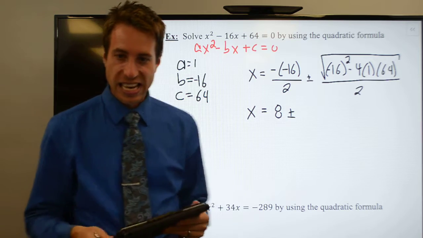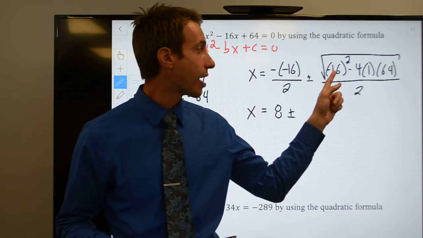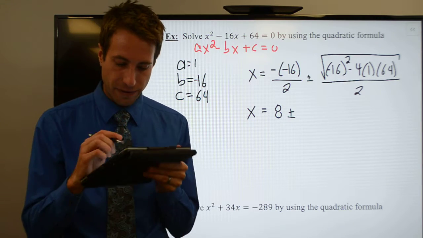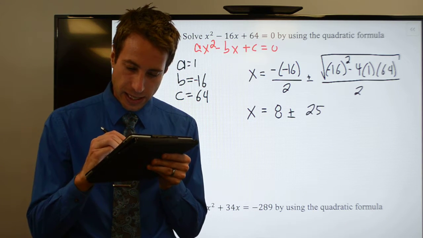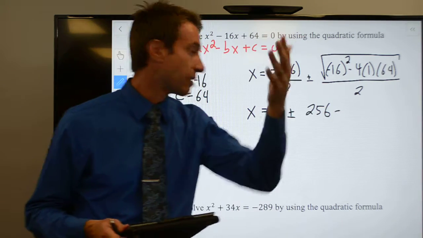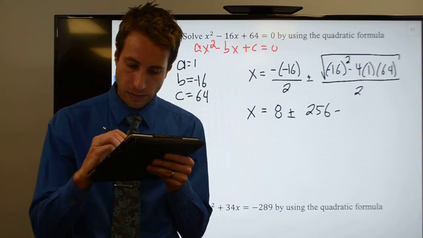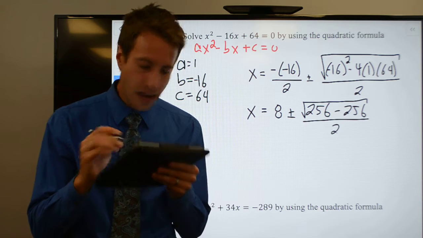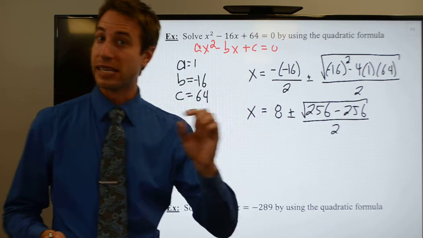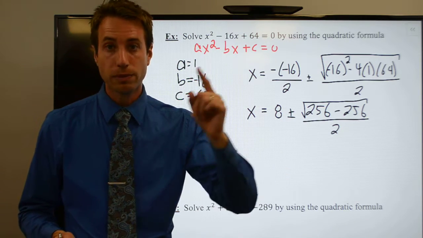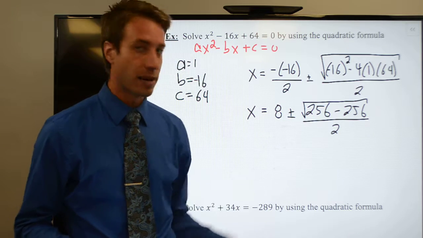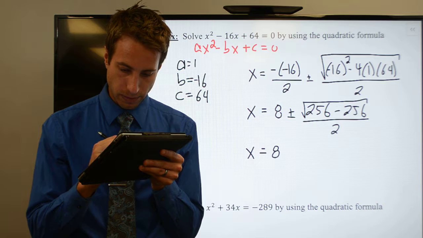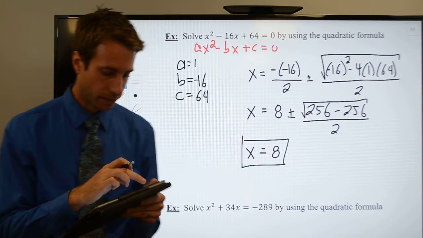Plus or minus. Now, if you square a negative 16, you wind up with 256. So I wind up with 256 minus negative 4 times 64, which is also 256. And we have seen this before. That's going to be 0. Square root of 0 is 0. 0 divided by 2 is 0. And 8 plus or minus 0 is 8. Awesome. Let's do another one.